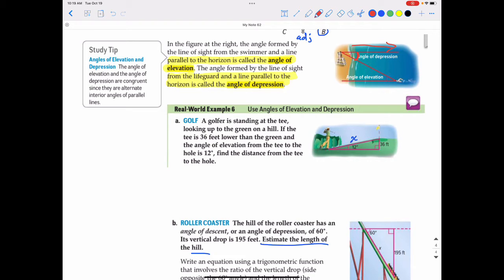Thinking back to geometry, the angle of elevation and the angle of depression have to be congruent because they are alternate interior angles from parallel lines. So whether you use an angle of depression or angle of elevation, they should both be the same angle anyway.